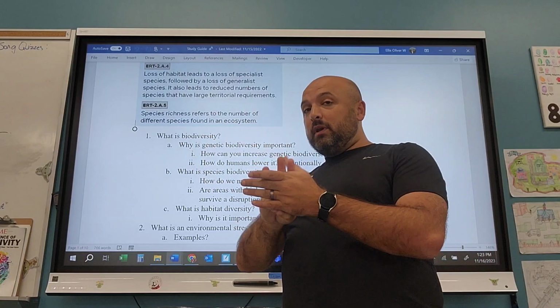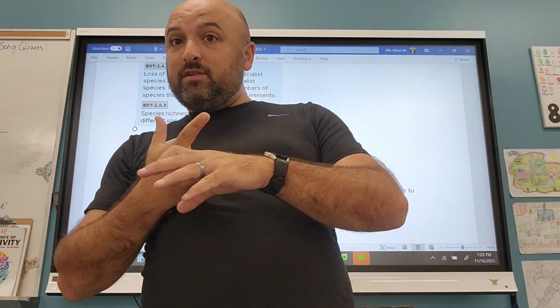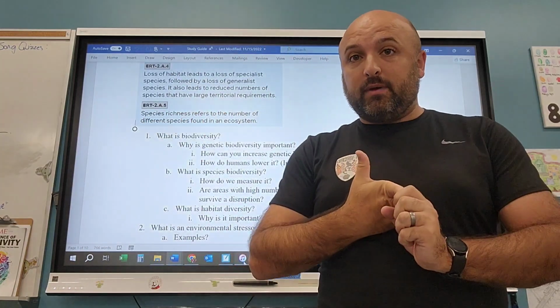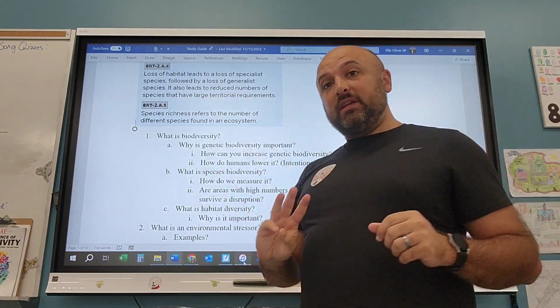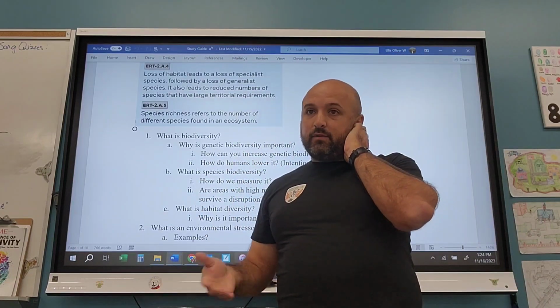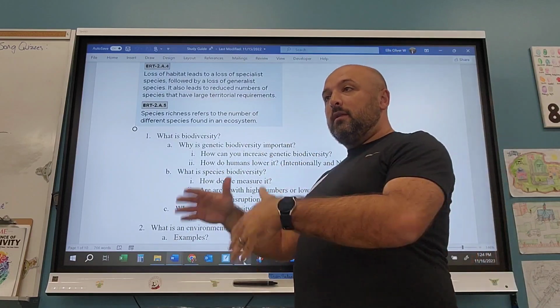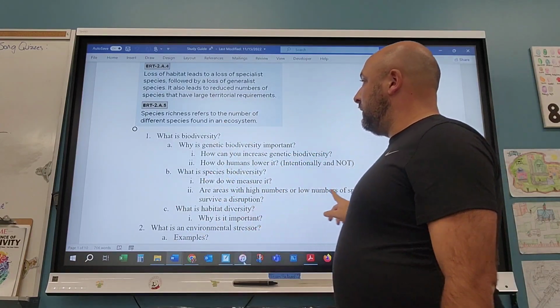Basically, there's three different levels of it. There's genetic, there's species biodiversity, and then there's ecosystem biodiversity. And you got to understand all three different levels. But basically, it's a number of differences within the genetics, within the species, or within the different types of ecosystems. The specific diversity of life we have in those areas.